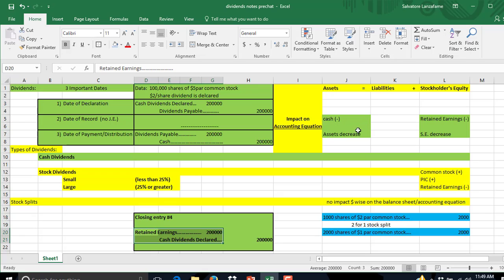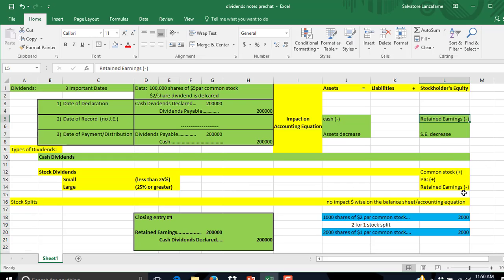Okay? And we talked about how because retained earnings is ultimately impacted and retained earnings gets debited, that makes your stockholders' equity go down. And if you're giving your stockholders cash, your cash goes down, which makes your assets go down. So both sides of the accounting equation or both sides of the balance sheet go down.